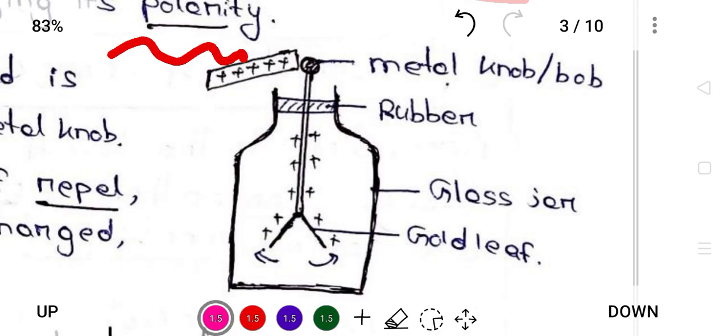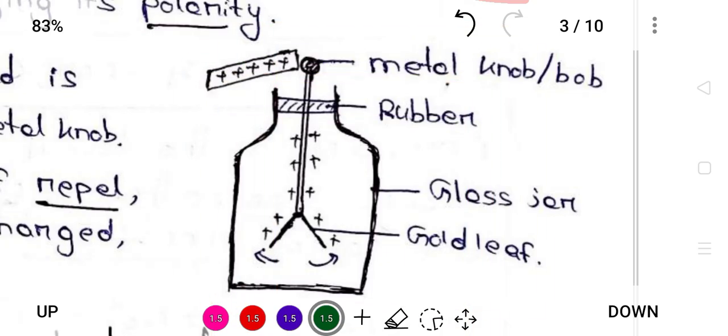Okay, so what are the components of a gold leaf electroscope? First of all, it contains a glass jar. Then in that glass jar there is a rubber, and inside that rubber there is a hole, and from that hole we are passing a rod, which is attached to a metal knob or metal bob, you can say. Now the end of that rod is connected to two gold leaves. By gold leaf we mean very thin foils of gold.